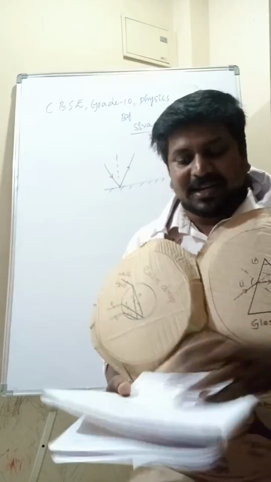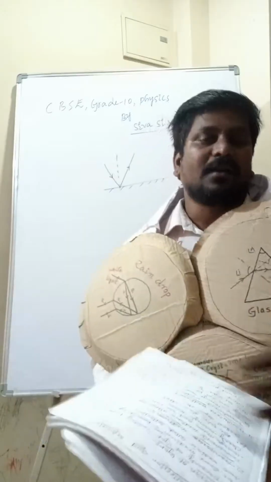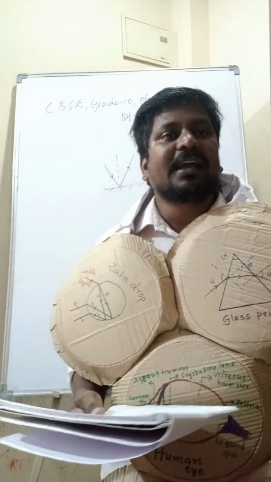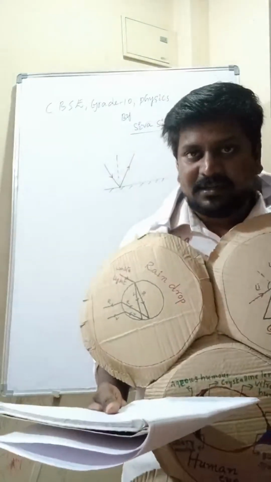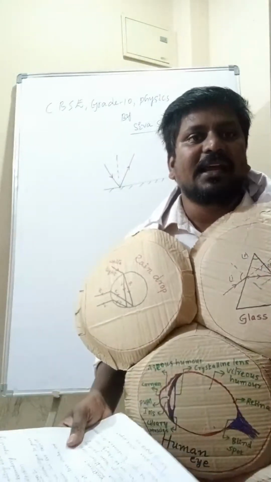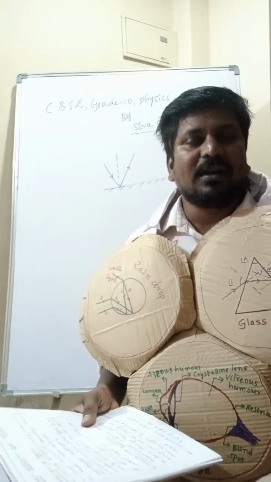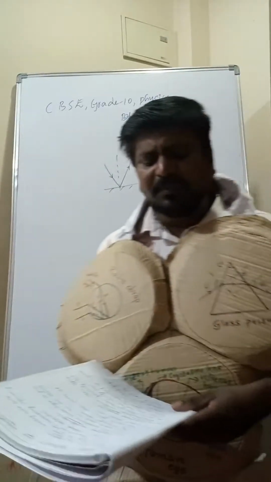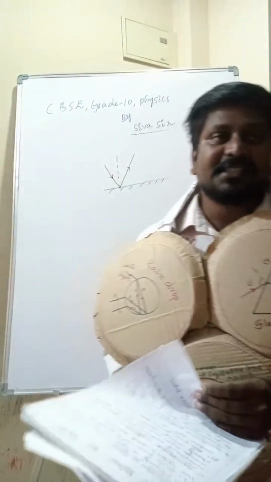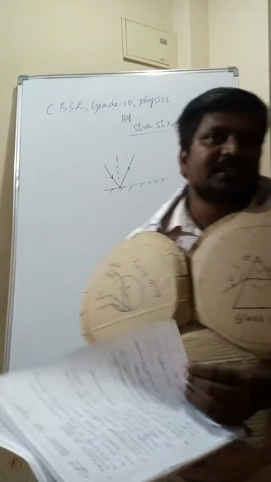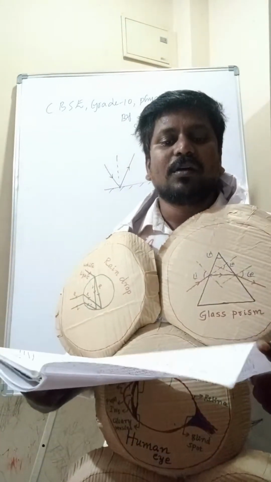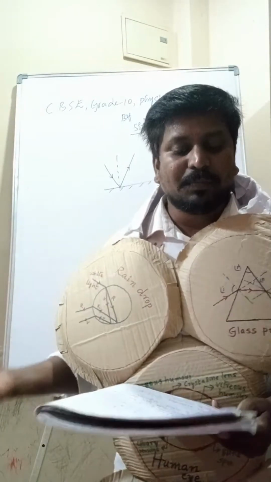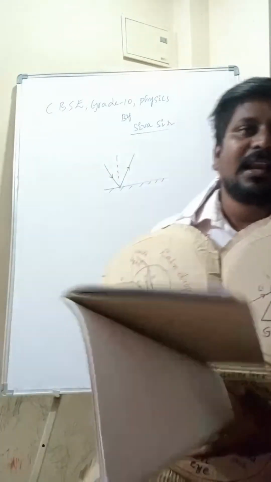Transparent medium, translucent medium, opaque object. Transparent medium means the medium which allows the light to pass through it completely. Translucent medium means the medium which allows the light partially. Coming to the opaque object, it does not allow the light to pass through it.